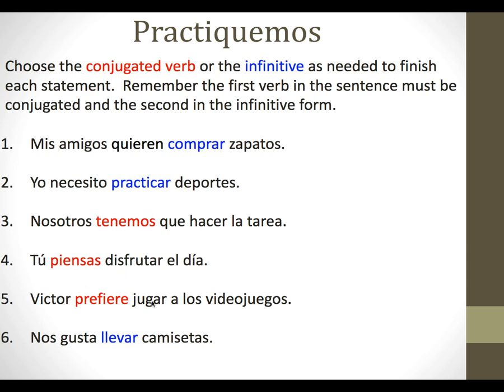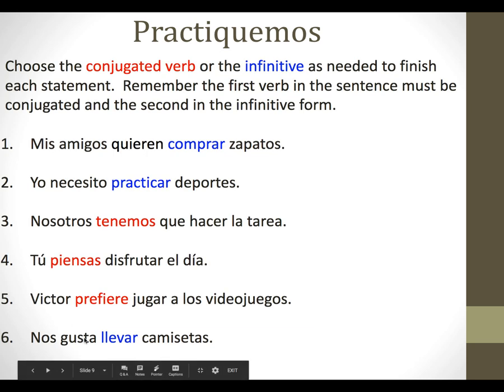Okay, Victor prefers to play video games. Okay, Victor is the subject. Then we have a conjugated verb, and then an infinitive. And then remember, this one's special as well. We use gusta always when we have a verb following. Nos gusta llevar camisetas. We like to wear t-shirts. Okay, so we have the conjugated verb and the infinitive.